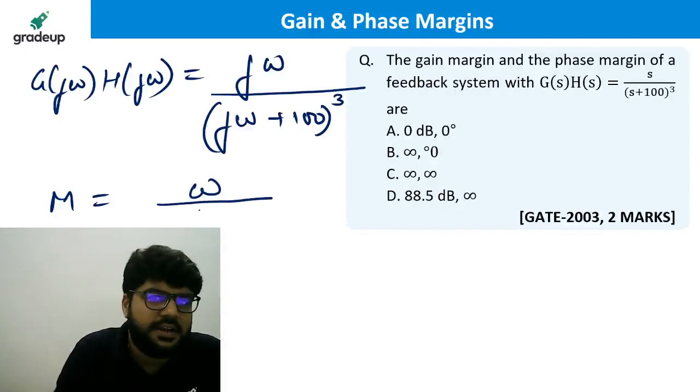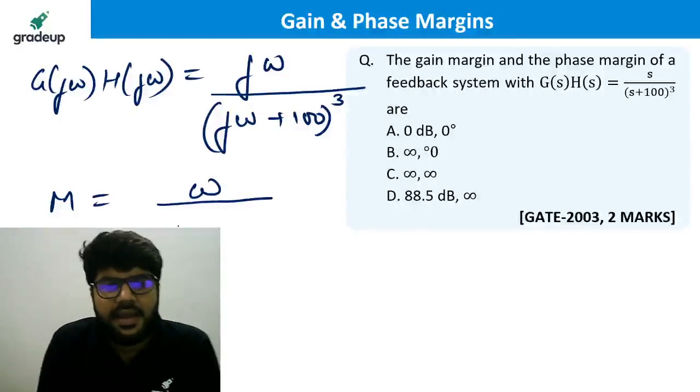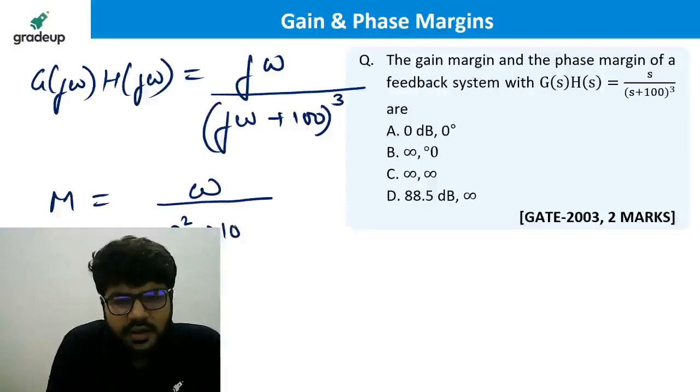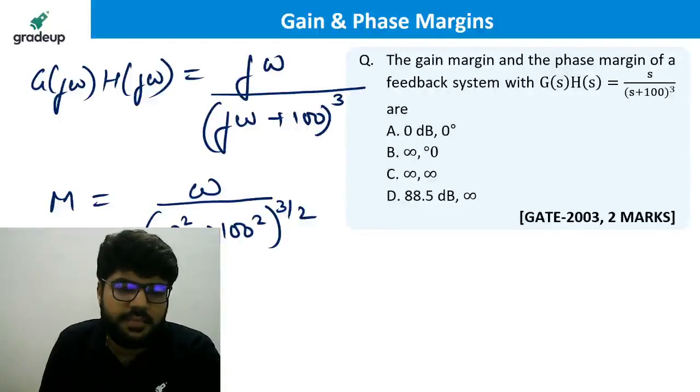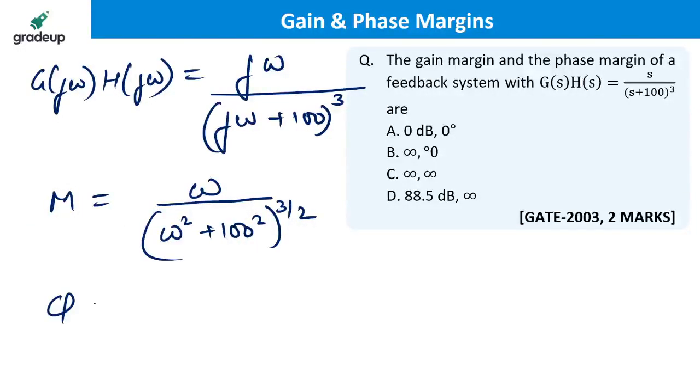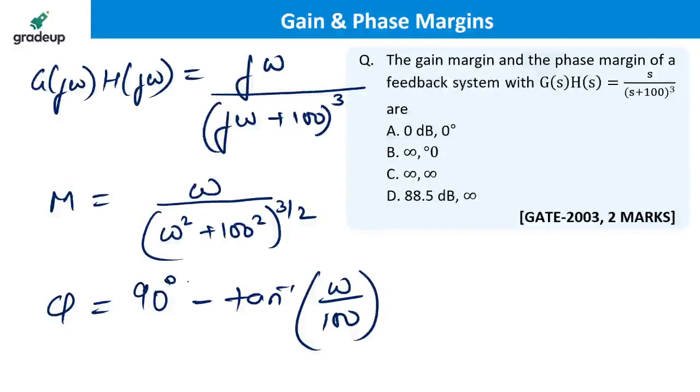The magnitude of G(jω)H(jω) is just ω divided by the square root of ω square plus 100 square, all raised to the power 3, so raised to the power 3 by 2. And what is the phase function? The numerator is jω, that means 90 degrees, purely imaginary, positive for the numerator. For the denominator, it is minus tan inverse of ω by 100, imaginary by real, but it is cube. So this angle will repeat 3 times, giving minus 3 tan inverse ω by 100. This is the magnitude and phase function generally.